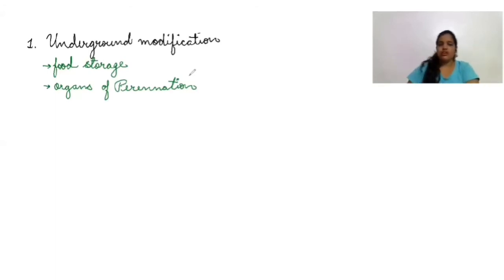So the first type of underground modification we have is tuber. Very simple, a favorite for all of us. I'm very confident about it, and I have got the sample for you guys. That is potato. Okay, I'll show you some parts on this potato which you can also relate to. So tuber is an underground modification.